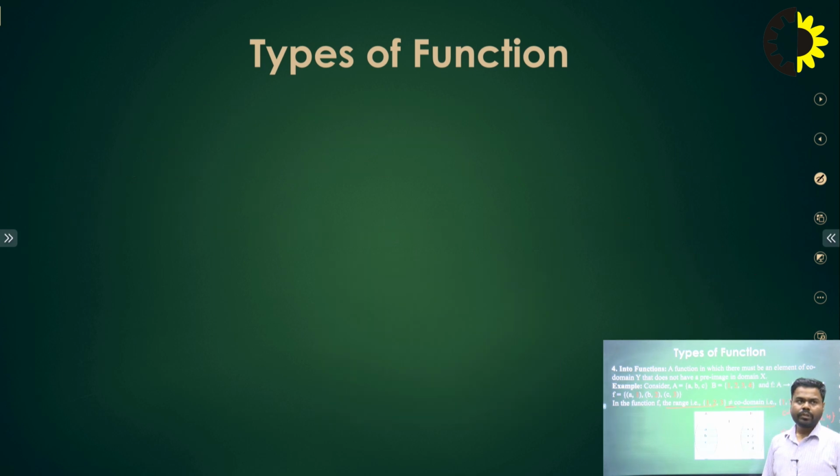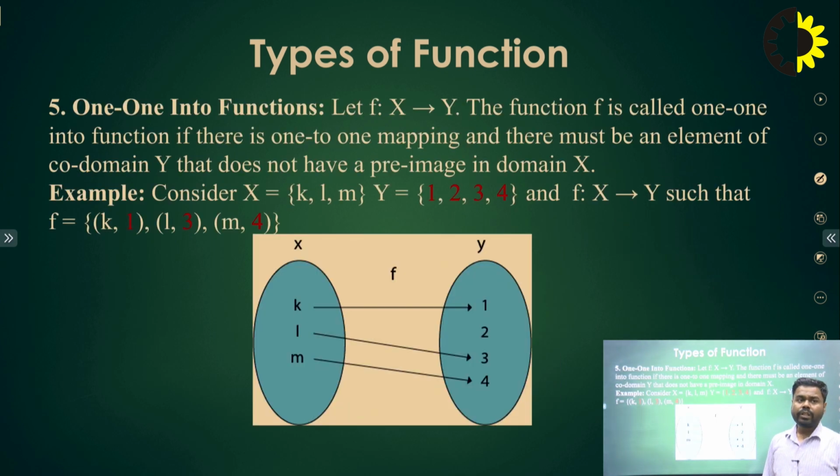Okay, next, 1 to 1 into function. It means 1 to 1, and the codomain is not equal to the range. It's showing that the codomain is 1, 2, 3, 4 and the range is 1, 3, 4. So the codomain is not equal to the range, so this is a 1 to 1 into function, as we took.